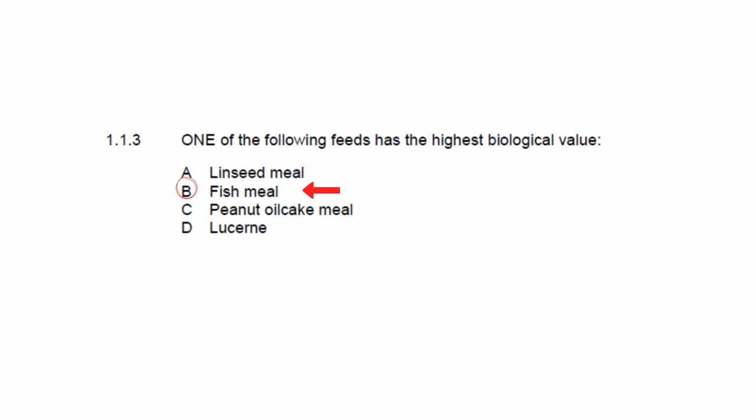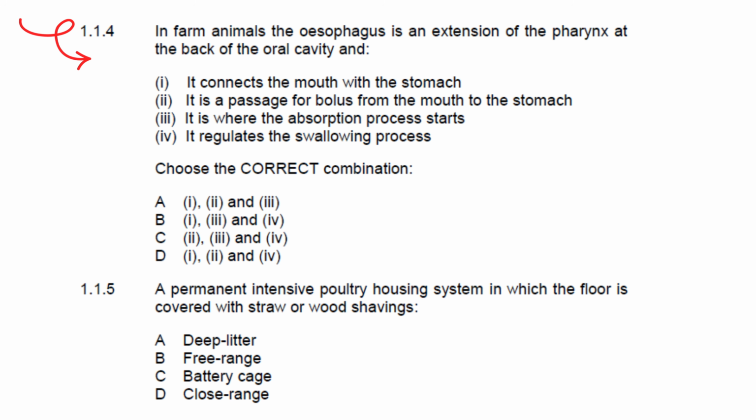In farm animals, the esophagus is an extension of the pharynx at the back of the oral cavity, and it connects the mouth with the stomach. It is a passage for the bolus from the mouth to the stomach. It is where the absorption process starts, and it regulates the swallowing process.